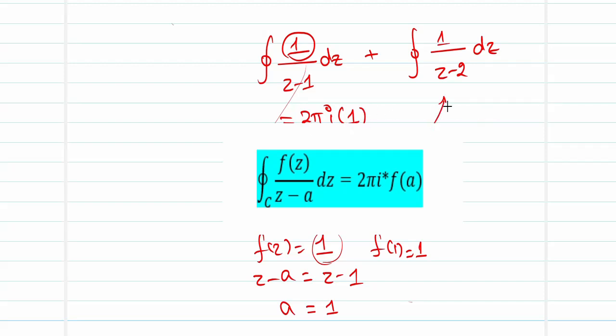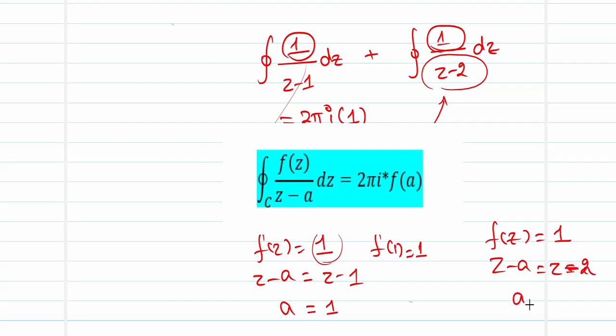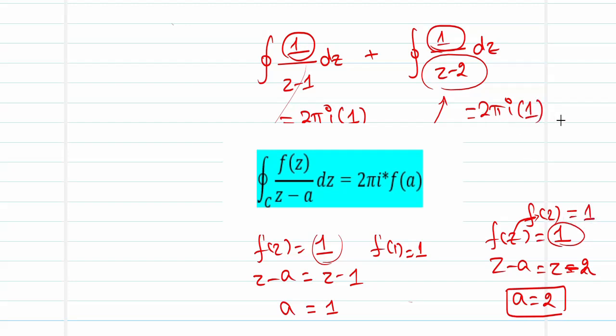Now coming to the second factor, tell me again what is in place of f(z). My f(z) is again equal to 1. What is there in place of z − a? In place of z − a, I have z − 2. So what is in place of a? I have a equal to 2. So what is this quantity equal to? 2πi into f(a), so that has to be f(2). What is f(2)? Replace z as 2. Do we have any z for replacement here? No. So f(2) remains the same constant, 1. So this becomes 2πi times 1.